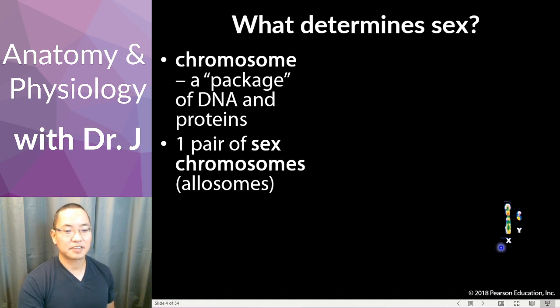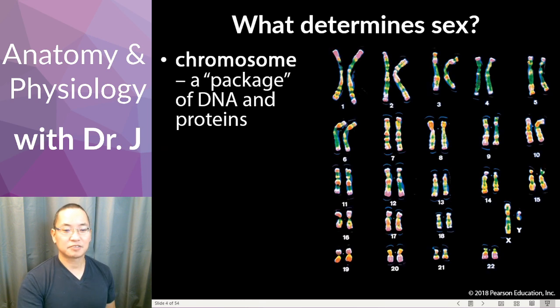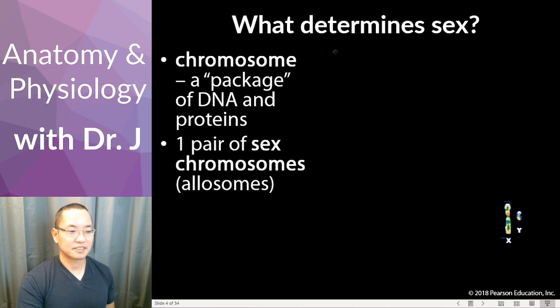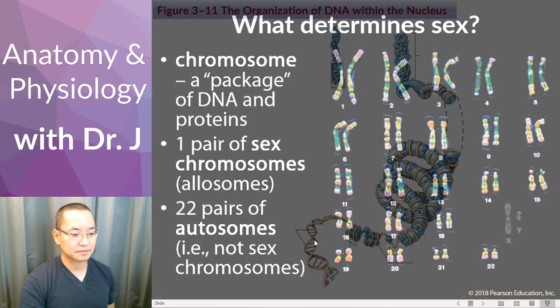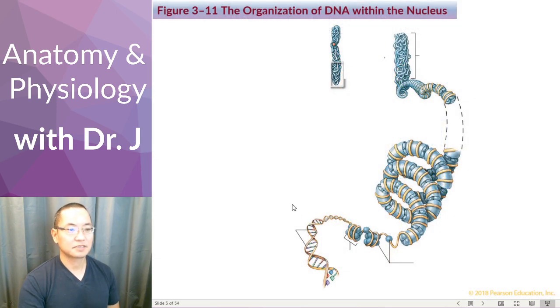This is a male karyotype, a karyotype being just that collection of chromosomes. If there was a female individual, you would actually have two X's. Then you have 22 pairs of what we call autosomes. They do help in sex differentiation, but the sex chromosomes are the primary determinants of sex. So again, we're talking about biological sex. Okay, that's what we're looking at here.